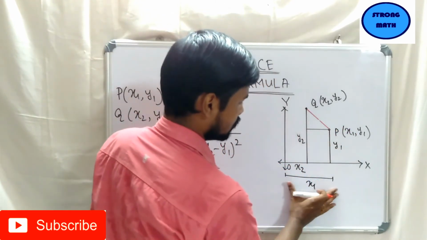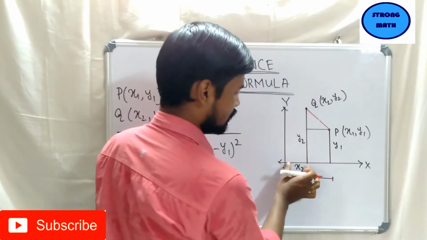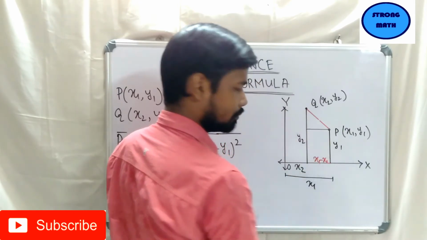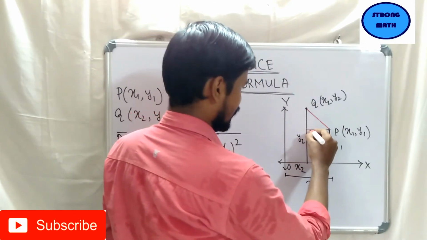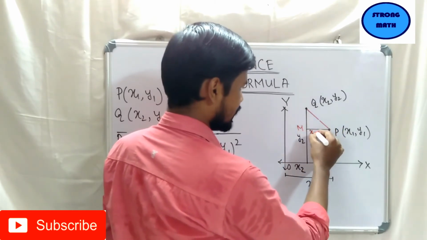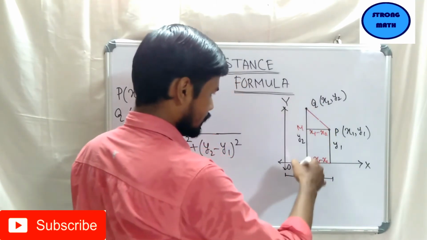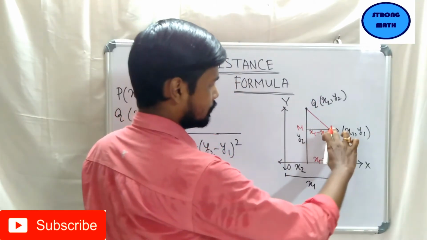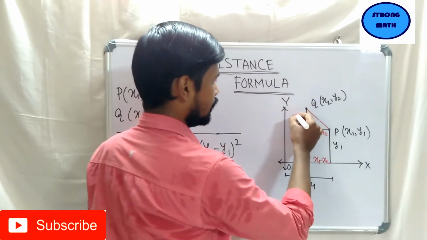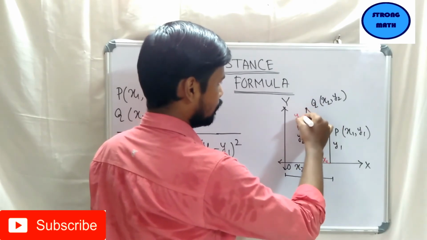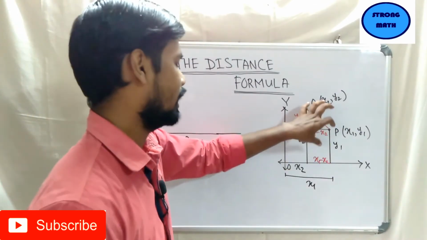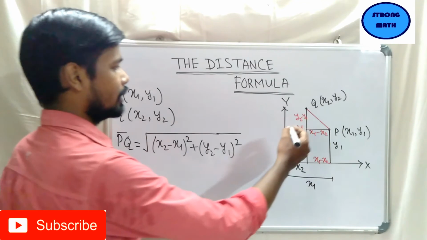Now look, the total distance is x1, this is x2, then this will be x1 minus x2. Say this is PQ and this is M, then the distance PM is x1 minus x2. The total distance is y2 and this one is y1, similarly this one is y1. So what will be the distance QM? The QM will be y2 minus y1. Then from the right angle triangle PQM we can easily calculate the distance PQ.